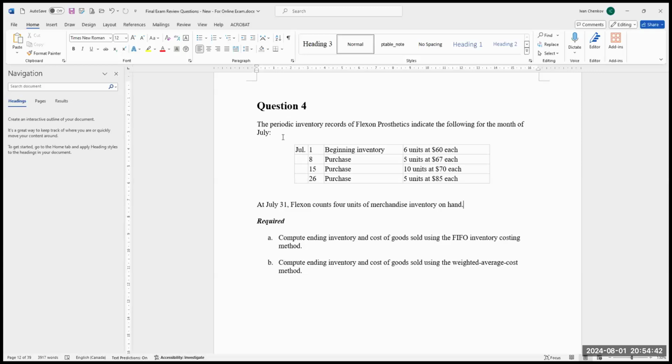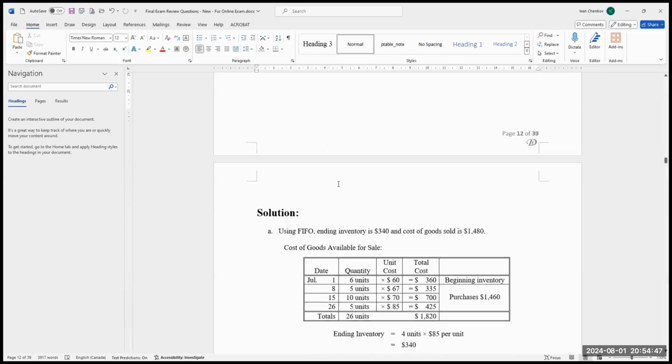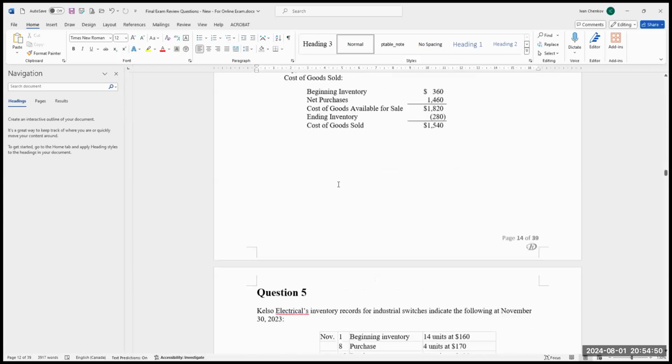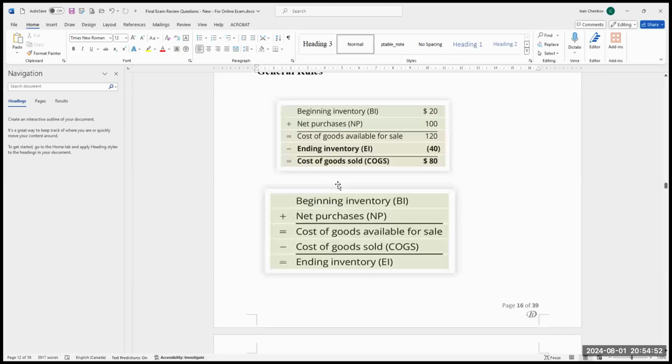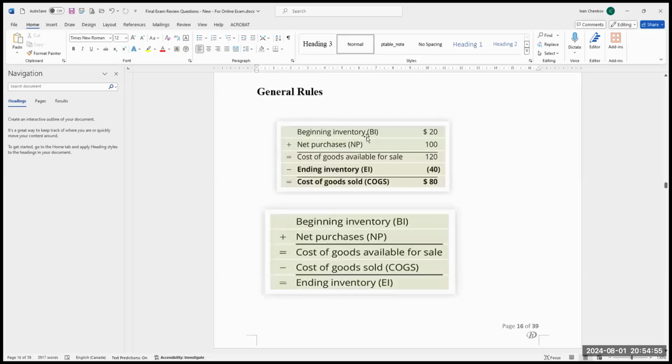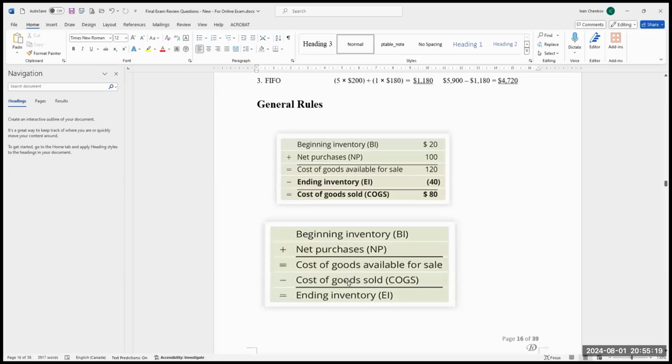by using the logic that the beginning balance plus the purchases is going to give us the available. Here is the formula. Let me find it for you. I know it's somewhere here. Beginning inventory plus net purchases gives you cost of goods available for sale. Once we count the ending inventory and find out how much it is, we deduct it from the available and we get cost of goods sold. If we know cost of goods sold, then we can find the ending inventory.